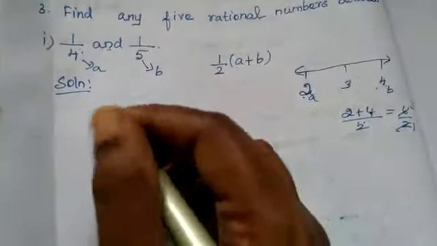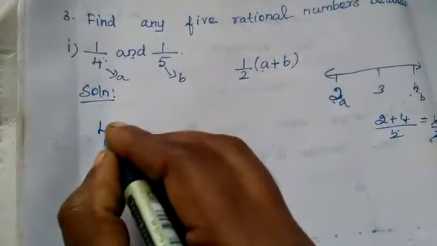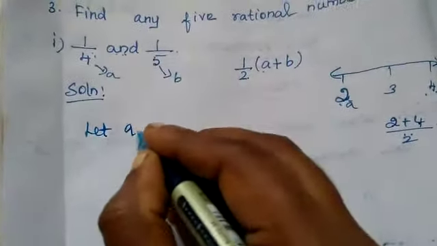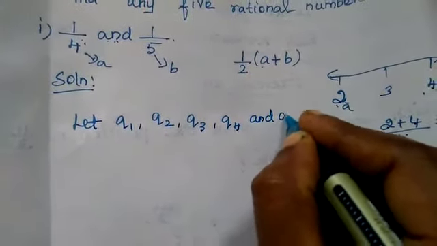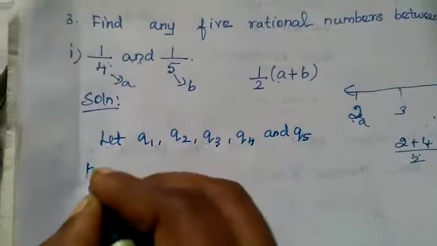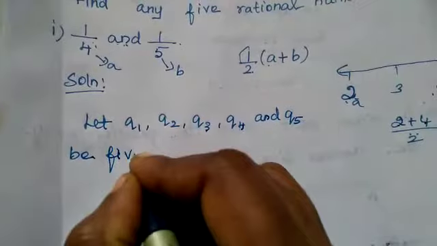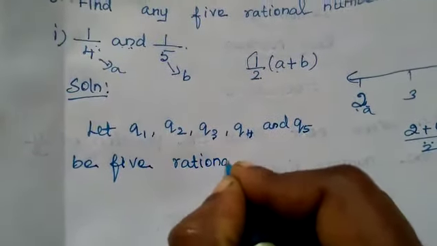Now tell me, we want to find 5 rational numbers. So we are taking the 5 rational numbers. Let Q1, Q2, Q3, Q4 and Q5 be the 5 rational numbers. This one is an example. Now we are going to do the solution of this sum.